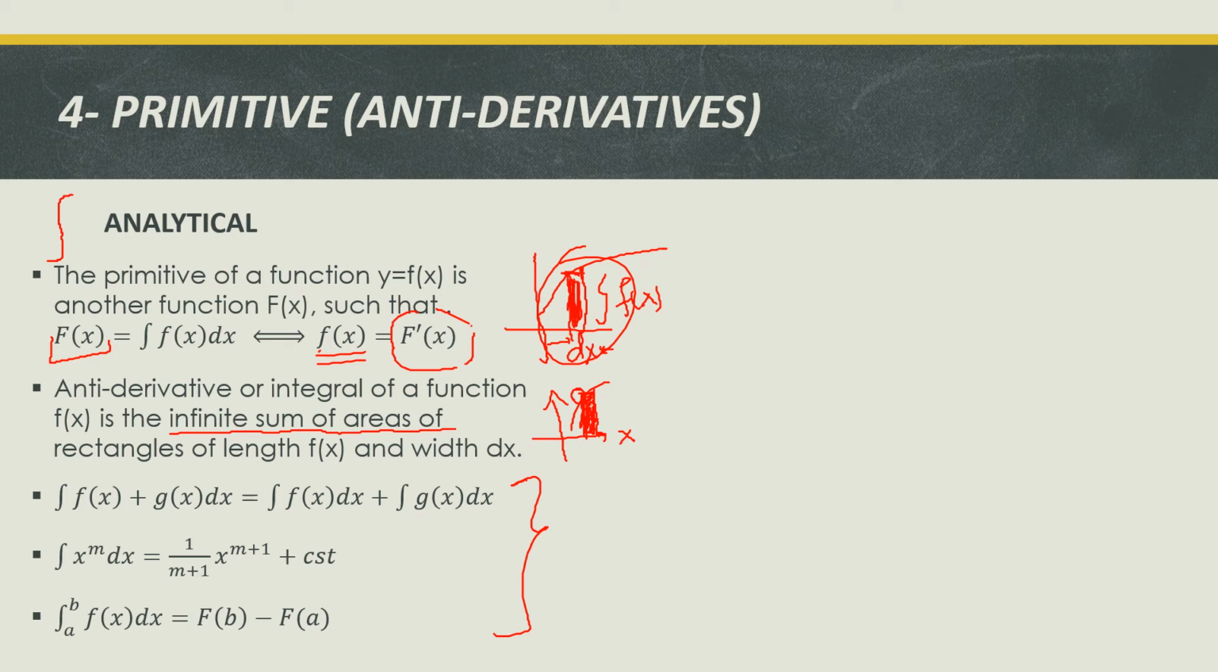Integral of sum is the sum of integrals. If you're integrating x to the power m, it is 1 over m plus 1, x to the power m plus 1. For example, integral of x dx is x squared over 2. Integral of x squared dx is x cubed over 3. Okay? Now, when you add boundaries to the integral, you simply evaluate it once on the upper boundary and once on the lower boundary.